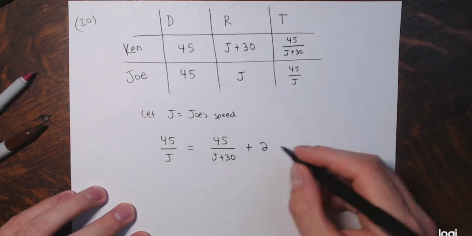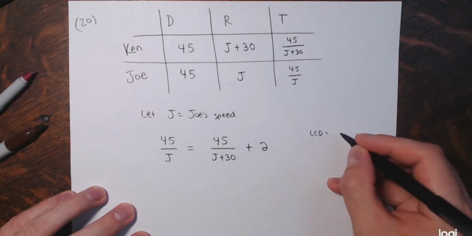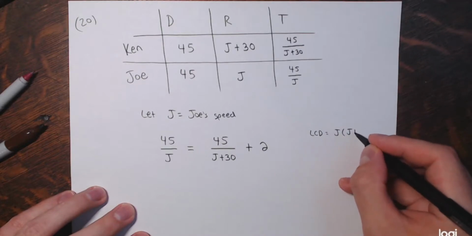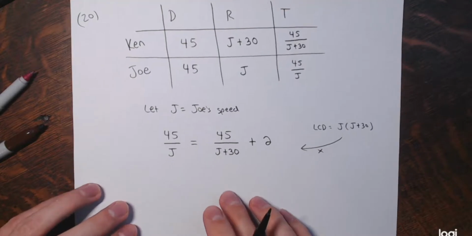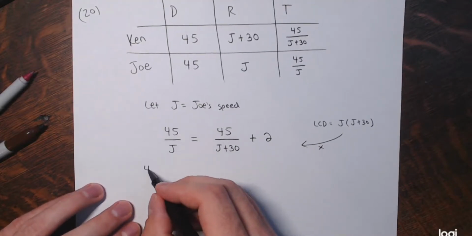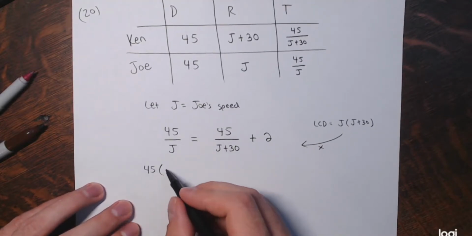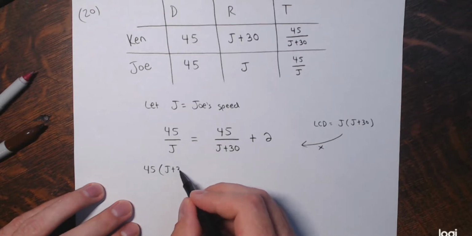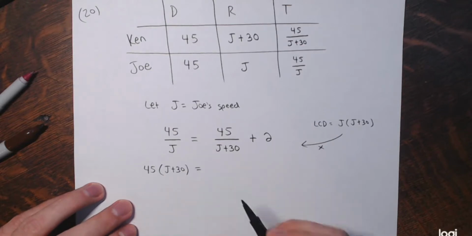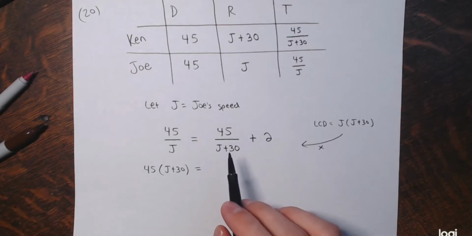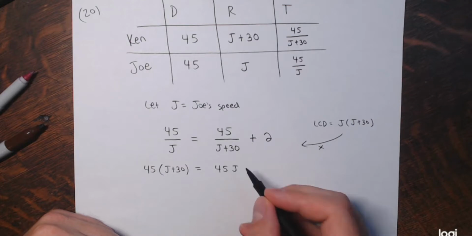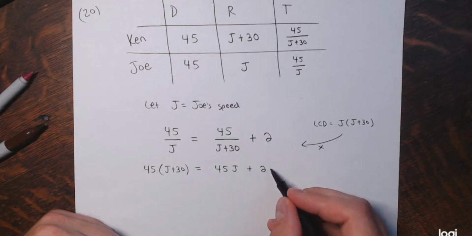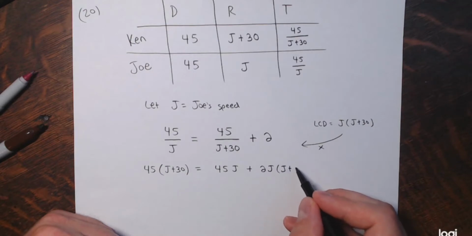All right, we're solving this equation. Once again, the LCD is simple. It's just J times J plus 30. And we're multiplying everything by that LCD. Left side, we'd have 45 times the quantity J plus 30, after the J's cancel. Equals, and the first term on the right side, the J plus 30s would cancel. I have 45J plus 2 times the LCD, 2 times J times J plus 30.